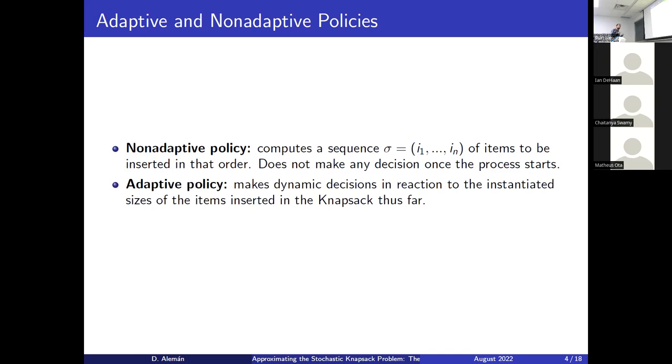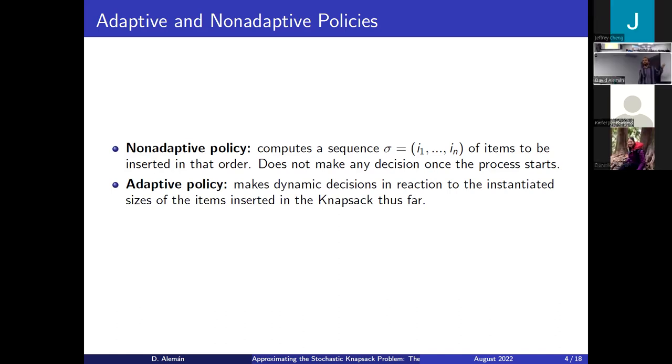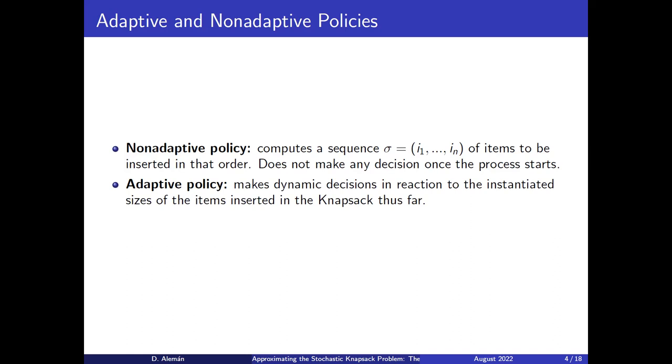Another natural setup is an adaptive policy, in the sense that we are allowed to make dynamic decisions in reaction to the instantiated sizes of the items inserted in the Knapsack thus far. So we start adding items into the Knapsack one by one. And depending on the available set of items and the available capacity, we choose our next object.